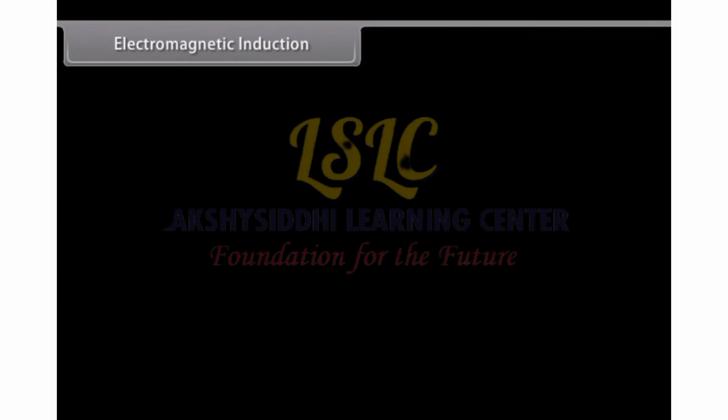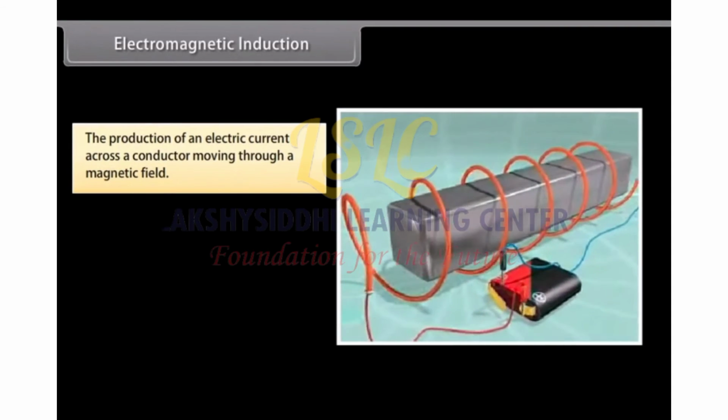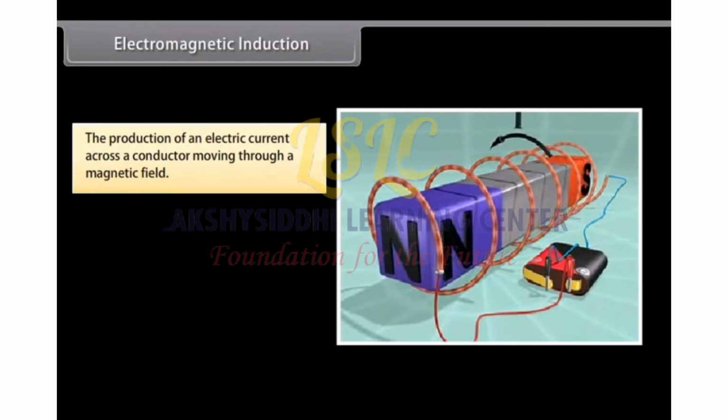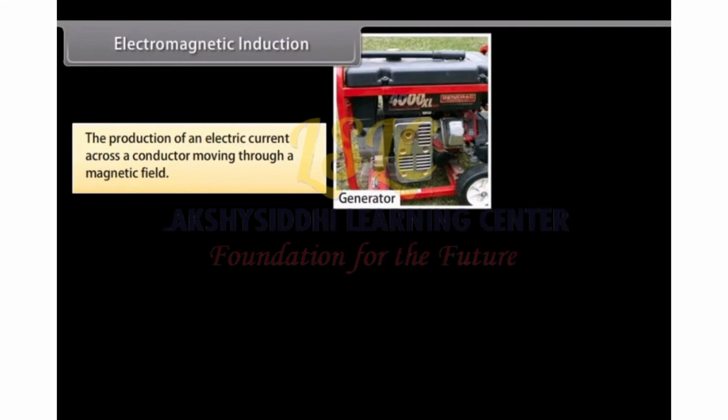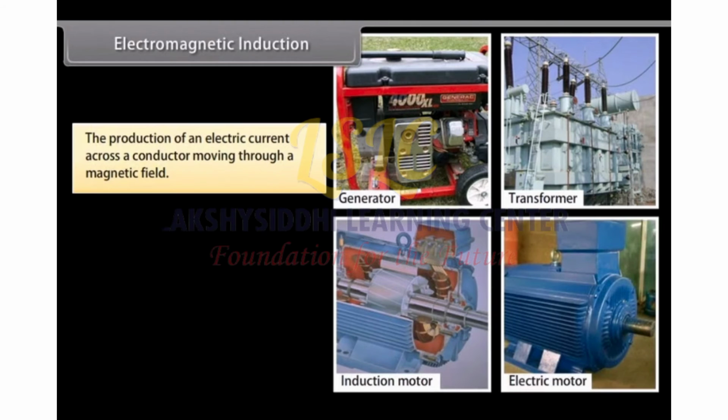Electromagnetic induction. The production of an electric current across a conductor moving through a magnetic field is called electromagnetic induction. For example, generators, transformers, induction motors, electrical motors, synchronous motors, and solenoids all use electromagnetic induction.